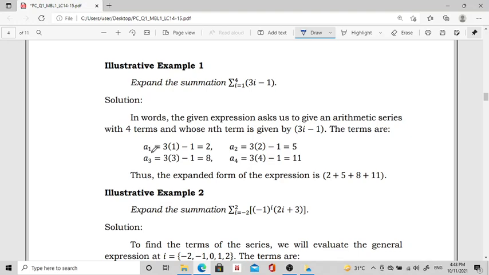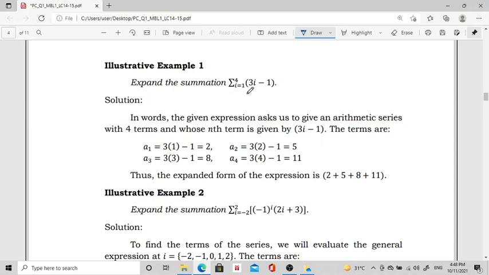When we evaluate it at 1, we get the first term, that is 2, because that's 3 times, yung i, papalitan lang natin ng 1, 2, 3, 4. So, pag pinalitan natin ng 1, we get a value of 2. Pag pinalitan natin ng 2, we get 5. Pag 3, 8. And pag 4, we get 11. Thus, the expanded form of the expression.